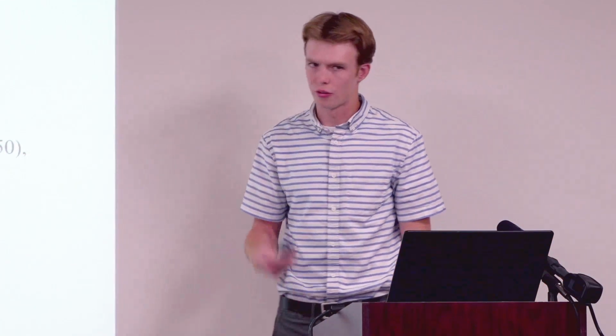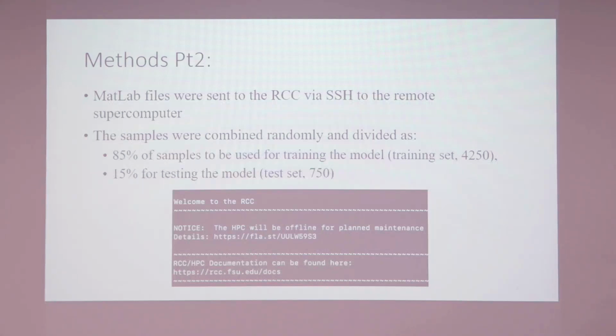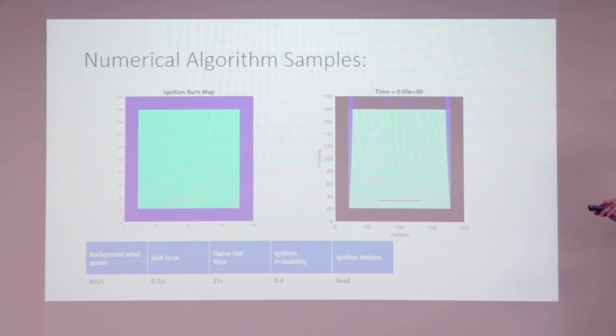And then the percentages that I decided to use for the machine learning model were 85 for training the model and 15 to test the model after it had already been trained. And then to give you a little bit of an idea of what the MATLAB model, or the physics-based model, looked like, you can see here it spreading. And on this bottom table are the parameters that were set for this specific model.